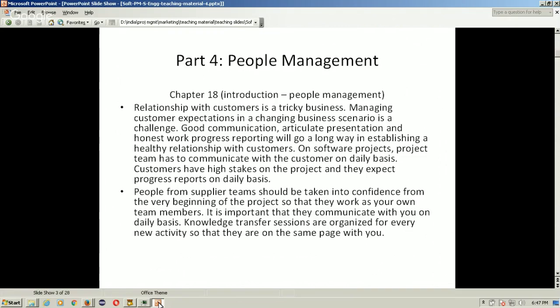People from supplier teams should be taken into confidence from the very beginning of the project so that they work as your own team members. It is important that they communicate with you on a daily basis. Knowledge transfer sessions are organized for every new activity so that they are on the same page with you.